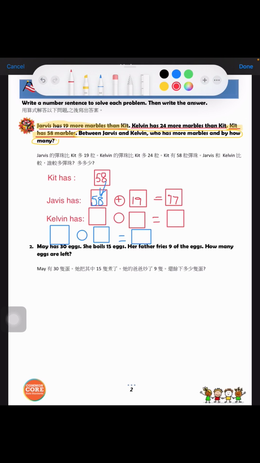Now how many marbles does Calvin have? The question states that Calvin has 24 more marbles than Kit. So we may use duplicate again. Kit has 58 marbles added by 24 equals 82.